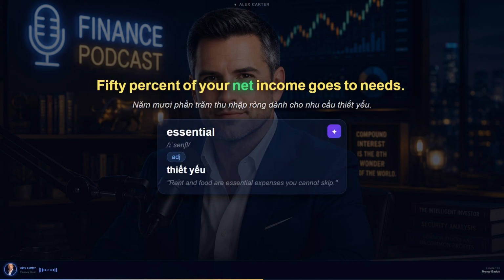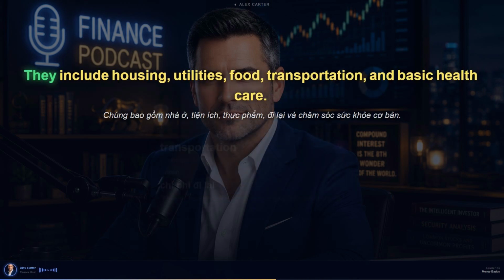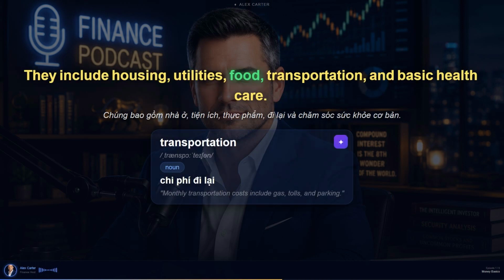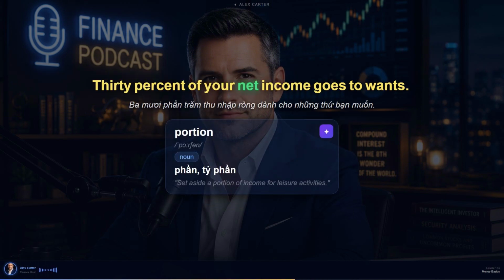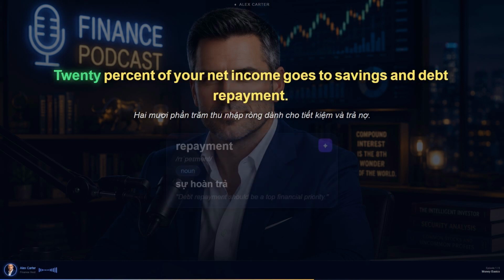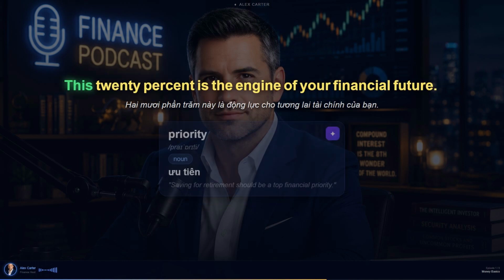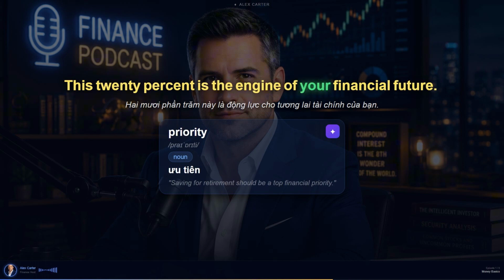50% of your net income goes to needs. Needs are things you cannot safely live without. They include housing, utilities, food, transportation, and basic health care. 30% of your net income goes to wants. Wants make life enjoyable. Hobbies, restaurants, travel, and entertainment. 20% of your net income goes to savings and debt repayment. This 20% is the engine of your financial future.